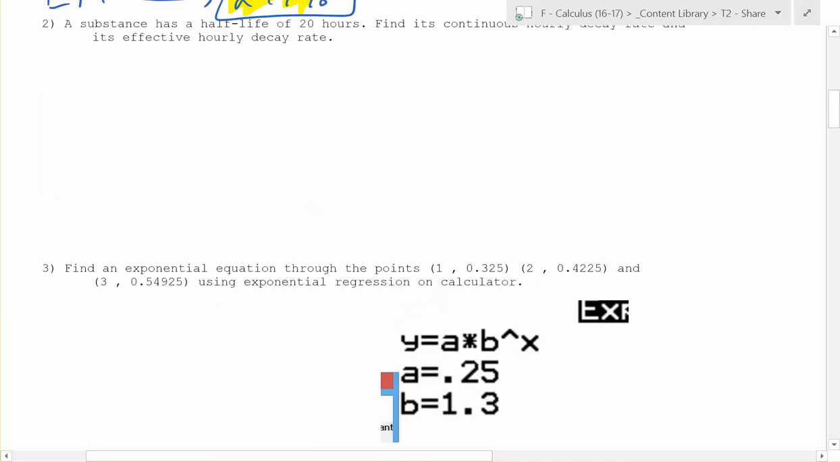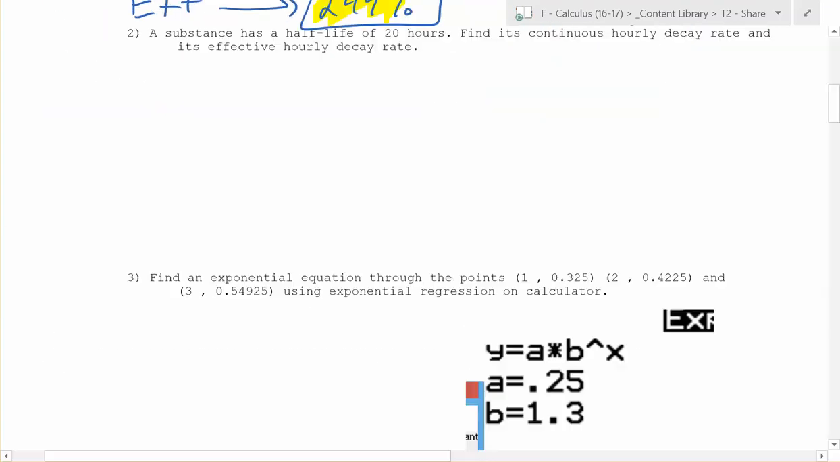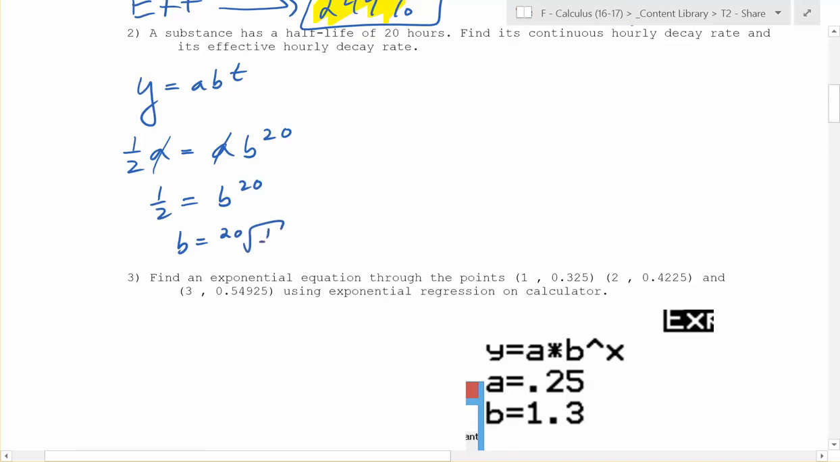Okay, let's keep moving here. You guys did a really good job starting. You have y equals a b to the t, right? So what's your first goal? Find b. So what did we know? The half-life was 20. So you have half of a left after 20 iterations, b to the 20th power. What cancels? a. This is what we did 2 days ago. So b is the 20th root of 1/2.